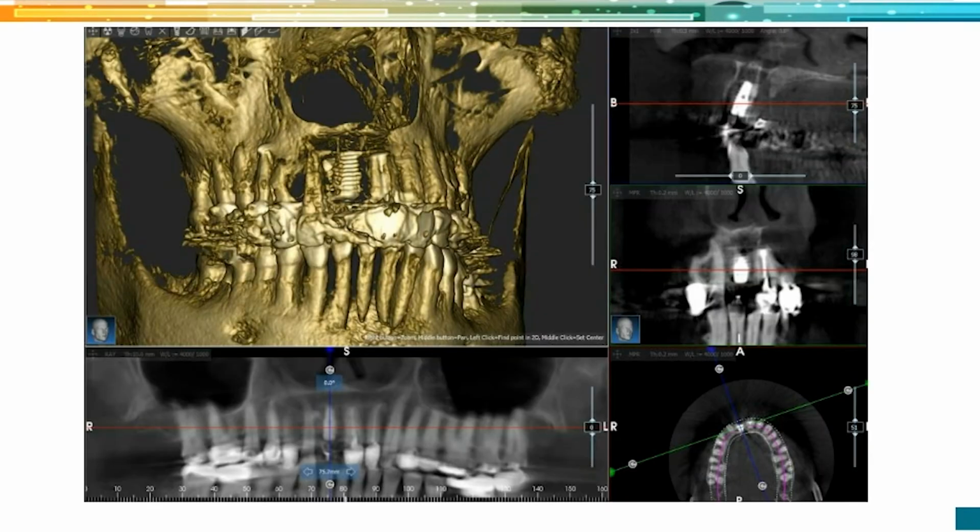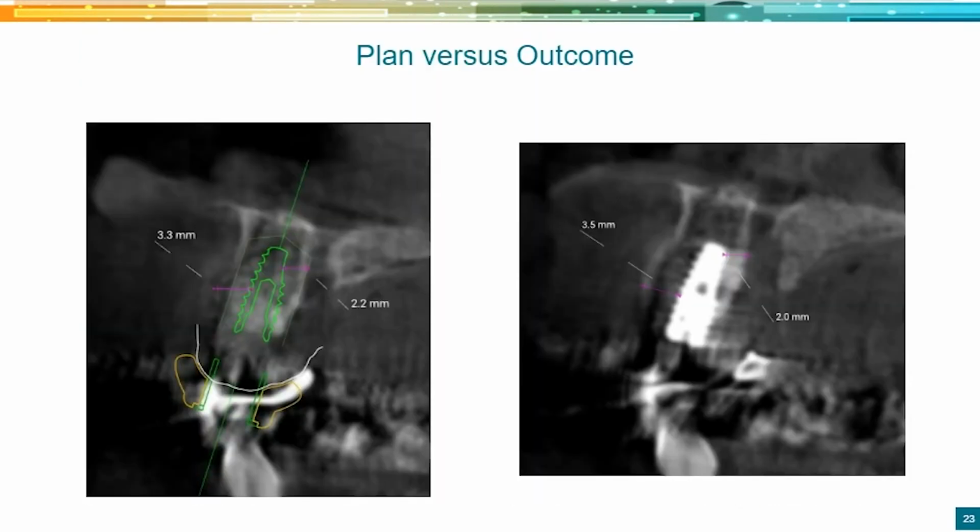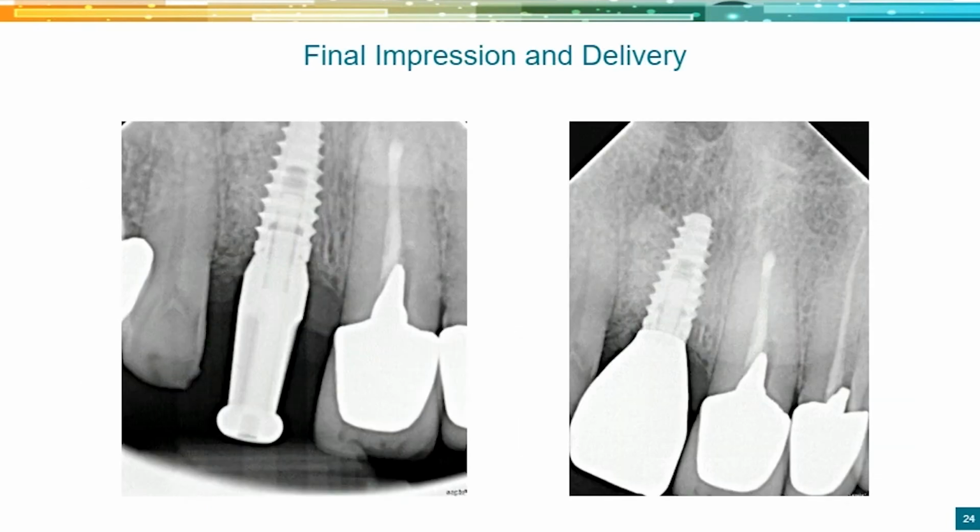And our post-op CT then confirms that what we planned is pretty darn close to what actually happened. So here you can see we're off by about 0.2 millimeters, which is well within what the literature says is accurate, but a lot faster surgery, more accurate perhaps than doing this freehand, right? So I'm happy with these results. And then after 4 months, patient returns for impression and final delivery of the crown.